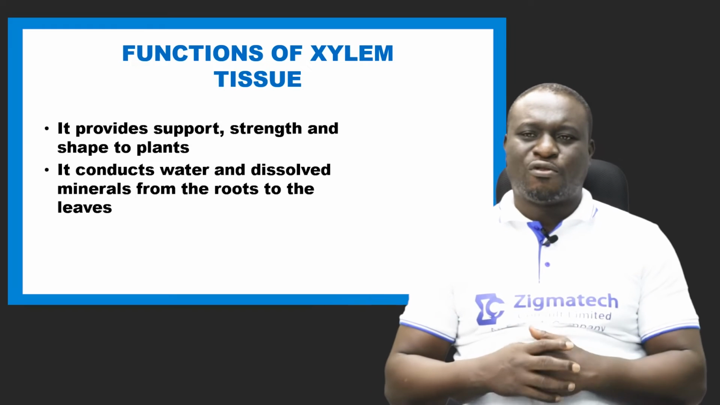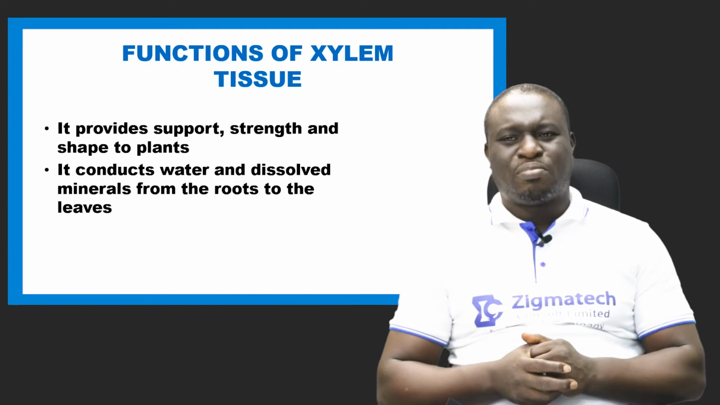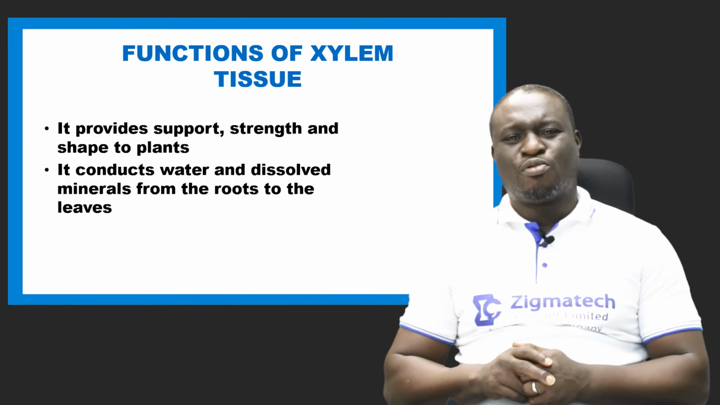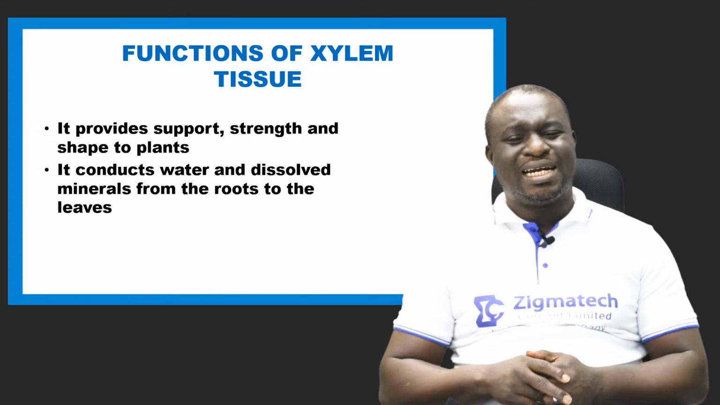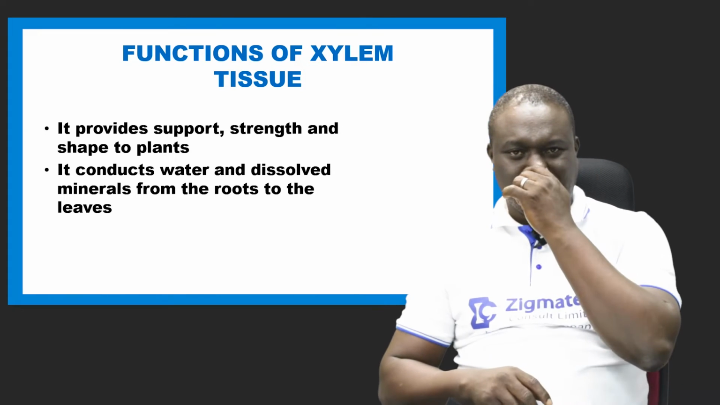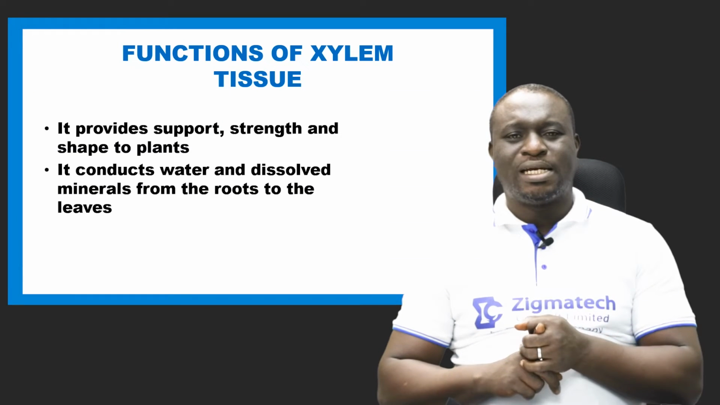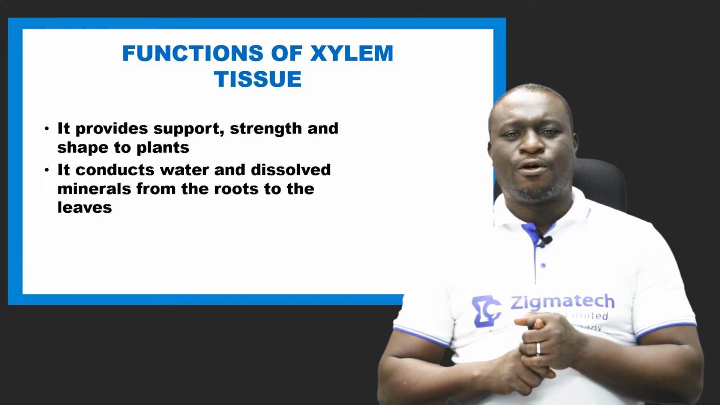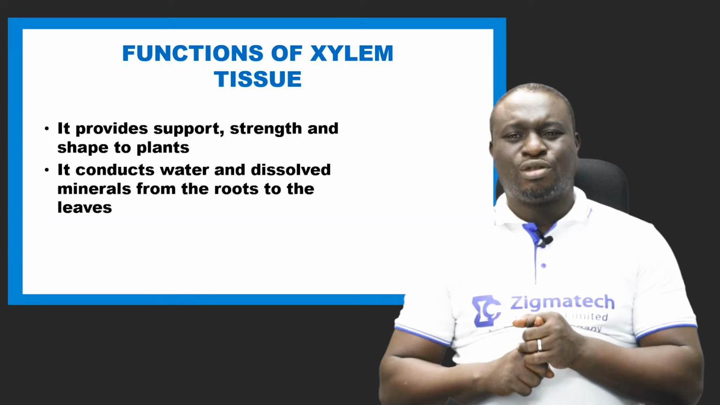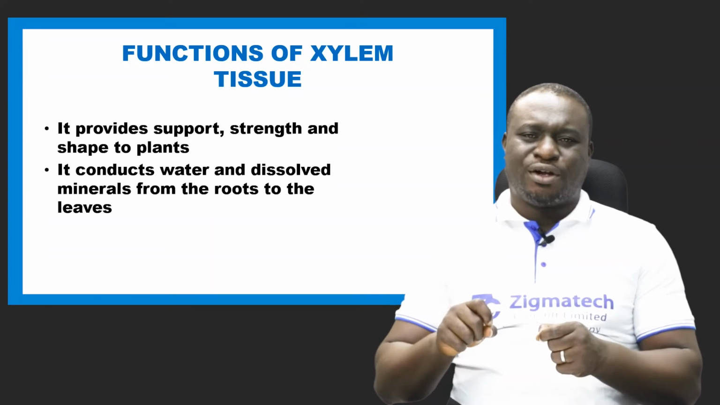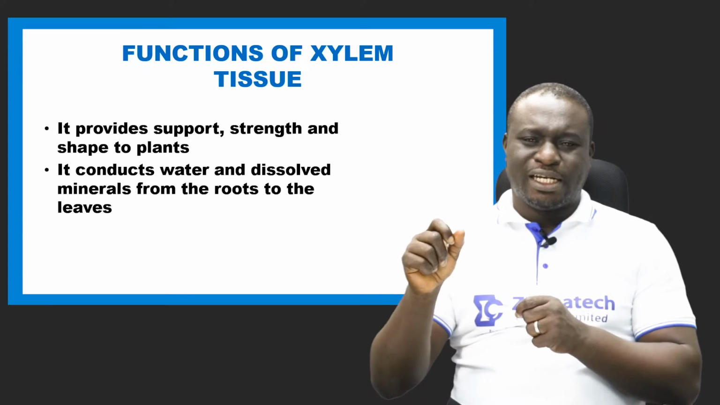Now, functions of the xylem tissue. Please take note. One of the major functions of the xylem tissue is to provide support, strength, and give shape to the plant. Another important function of the xylem tissue is that they conduct water and dissolved minerals from the roots to the leaves.